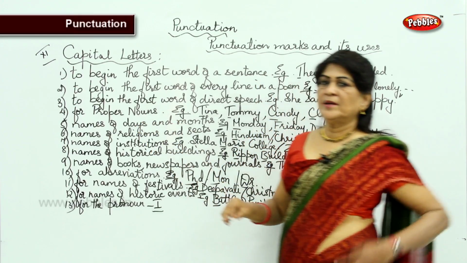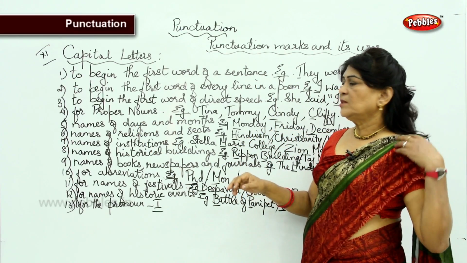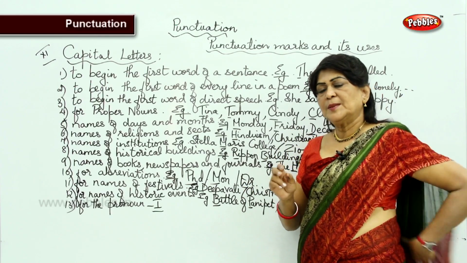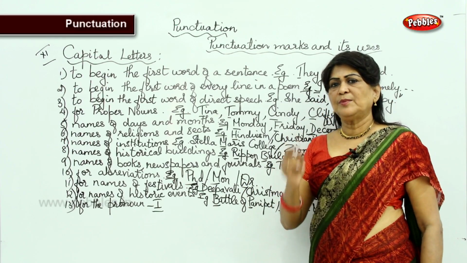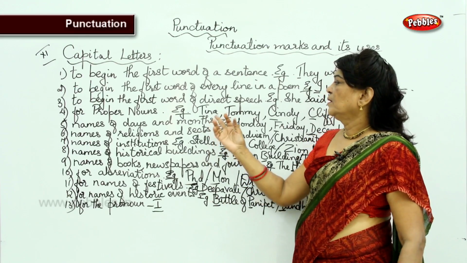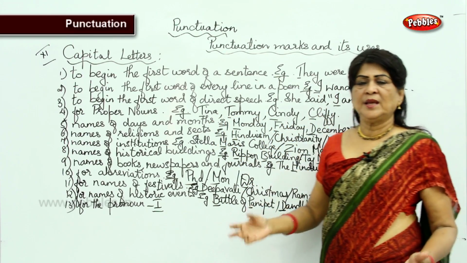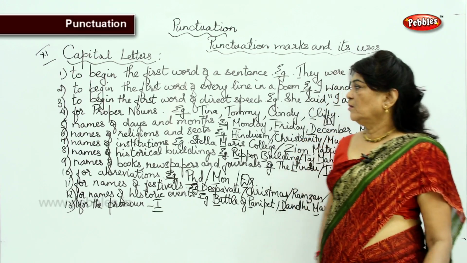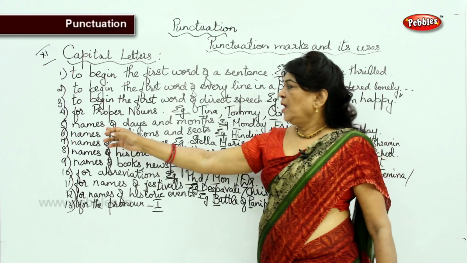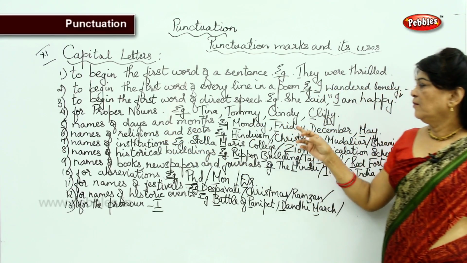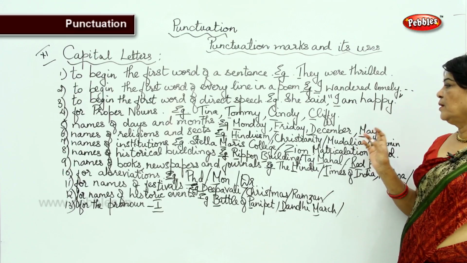For proper nouns. Proper nouns are names of particular, what is a proper noun? A particular name of a person, place, animal or thing. Tina, Tommy, it can be even a dog's name, cat's name, parrot's name, anything. Names of days and months: Monday, Friday, December, May.